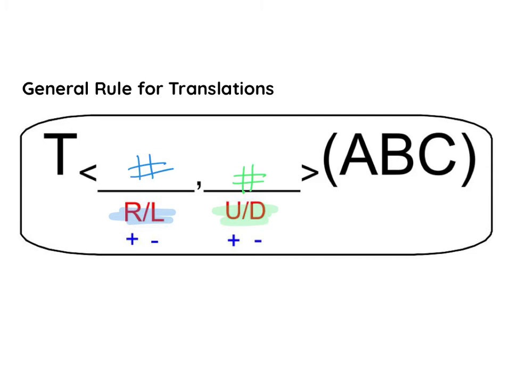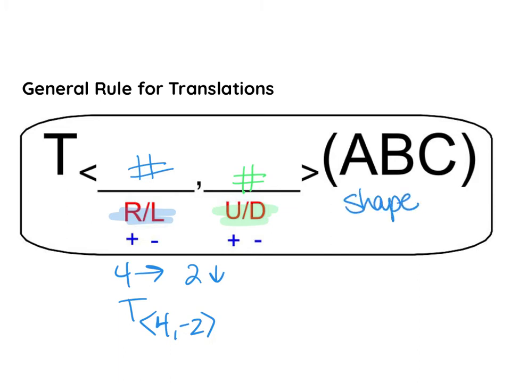So that's why in that last one, when we said we were going 4 right and 2 down, it was T(4, -2). Because that 4 is telling us 4 to the right. That -2 is telling us 2 down. And then this is always the name of the shape. If it's a triangle, it's going to be 3 letters. If it's a square or some sort of 4-sided figure, it's going to have 4 letters. But we'll practice that some more as we go on.